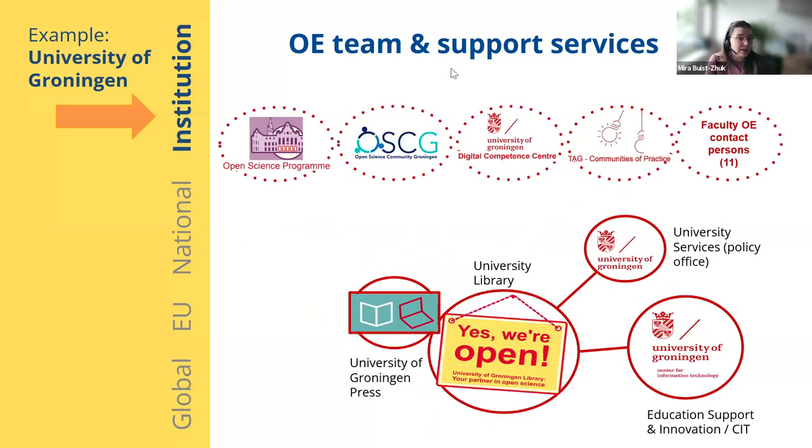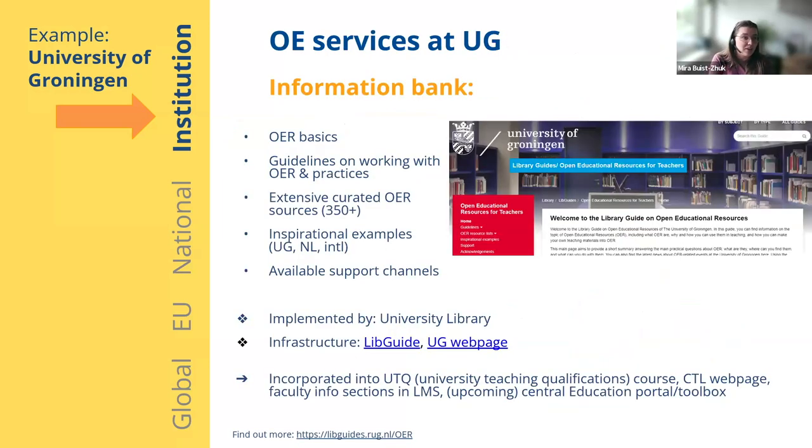Next. But there's also so much more happening and so many more connections, some with dotted lines, some with very solid connections. We have the university-wide open science program, which I've mentioned. We also have the Open Science Community Groningen, also an important part of developing all things open. We have the digital competence center, which deals with FAIR and open data and software, research data management, and all the other concepts within their field of expertise. We have the communities of practice within the Teaching Academy Groningen. And we've also established a network of faculty open education contact persons across the 11 faculties that we have at our university. Next one.